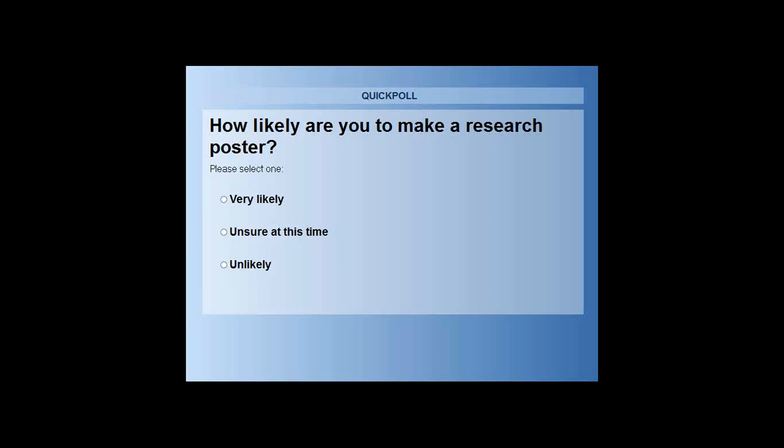And the question is, how likely are you to make a research poster? So having heard the presentation today, does your enthusiasm increase? So are you very likely, are you unsure, or are you unlikely? So hopefully you're going to, of course, choose very likely. It means we've done our job.